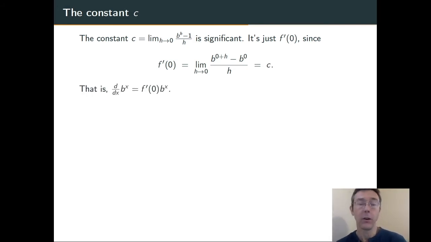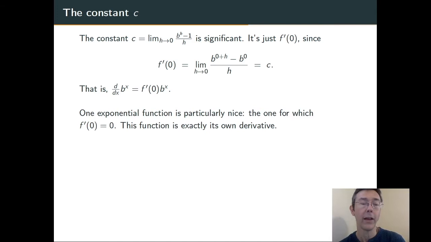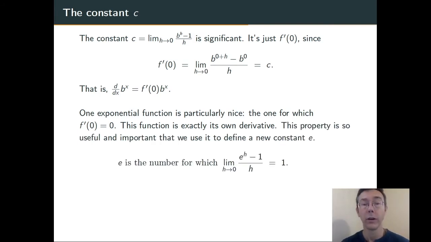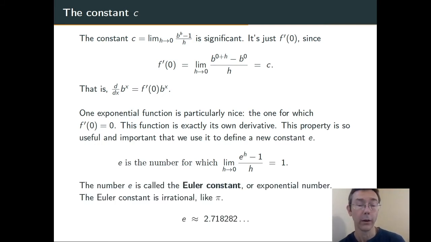Here we can write that. Here I'm writing it very efficiently. The derivative of b to the x is f prime of 0 times b to the x. So there's one particularly nice exponential function, just based on that equation right there. It's going to be the one for which f prime of 0 is 1. In that case, the derivative of b to the x will just be b to the x. So that particularly nice exponential function we're going to single out. We're going to call b by a new name. We're going to call it e, the exponential number or Euler constant.